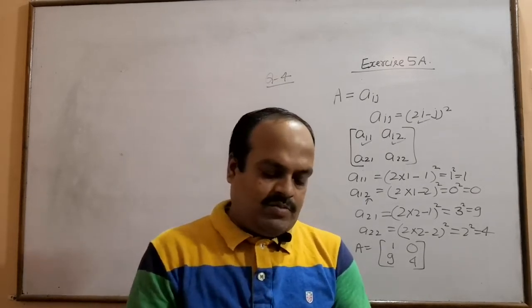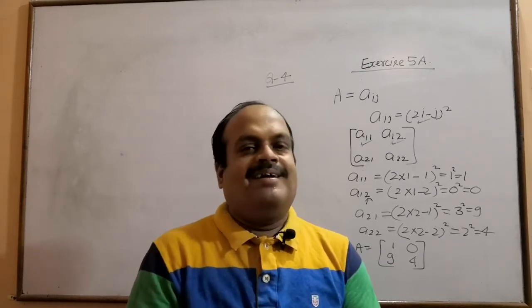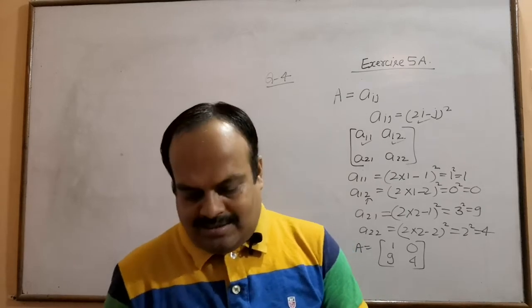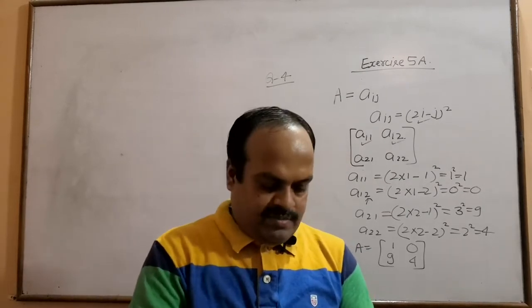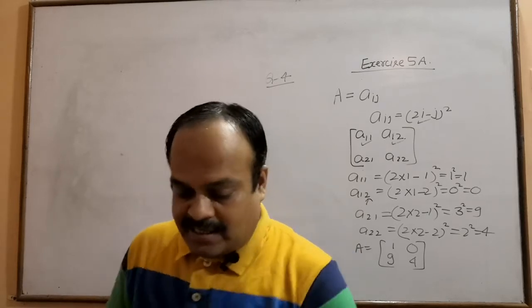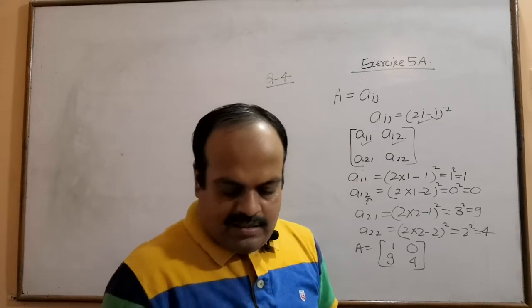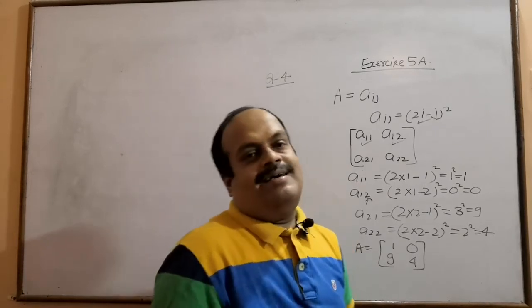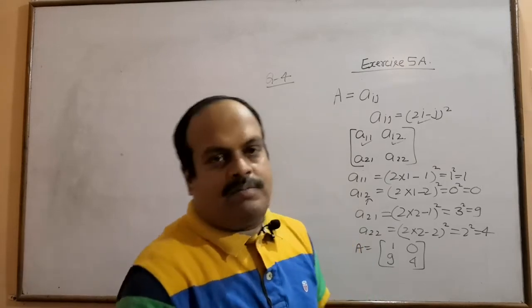A matrix is said to be a square matrix if the number of rows and the number of columns in it are the same. I mean, if in a matrix the number of rows is equal to the number of columns, then that matrix is called a square matrix. Otherwise it will be a rectangular matrix.